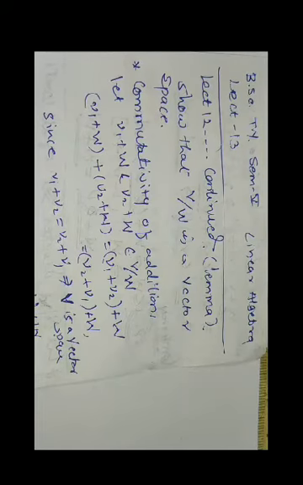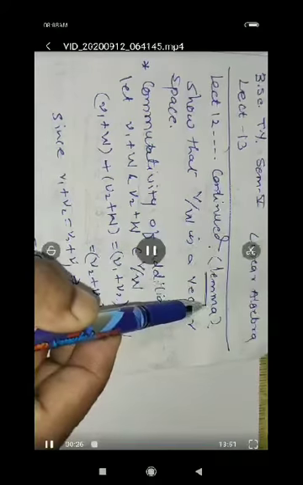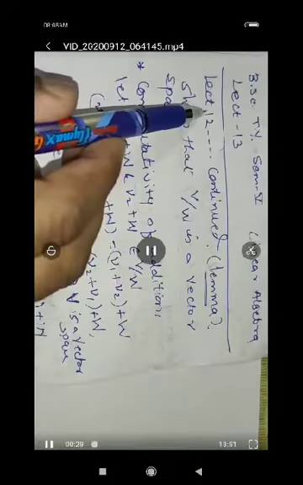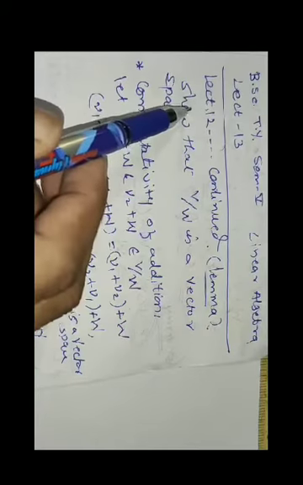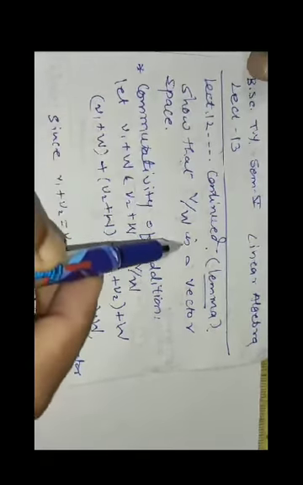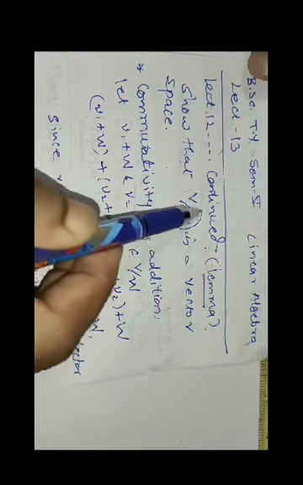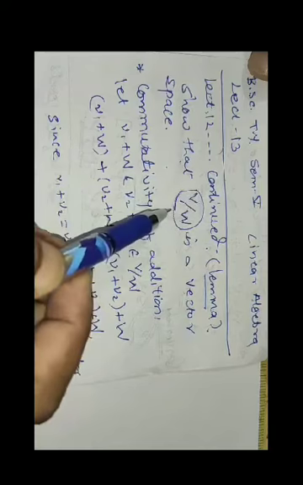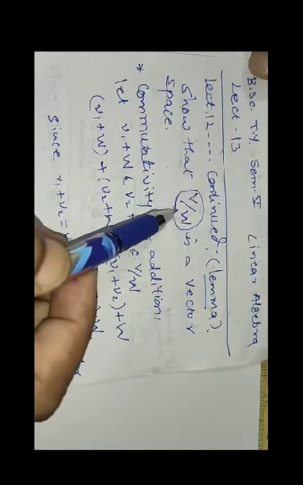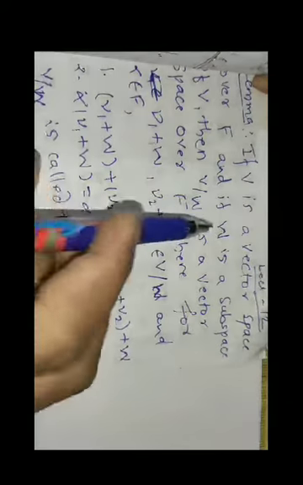So this is lecture 13, lemma. In lecture 12, we showed that V by W is a vector space. V by W is the quotient space, which we have already discussed in lecture 12. So in lecture 12, this is a lemma.